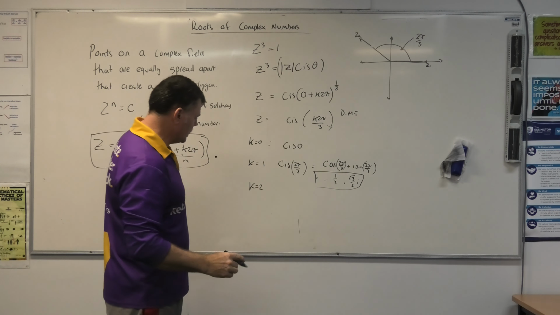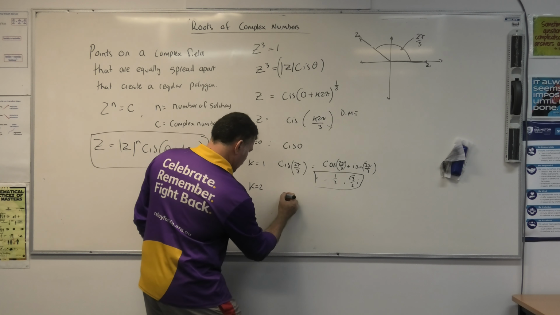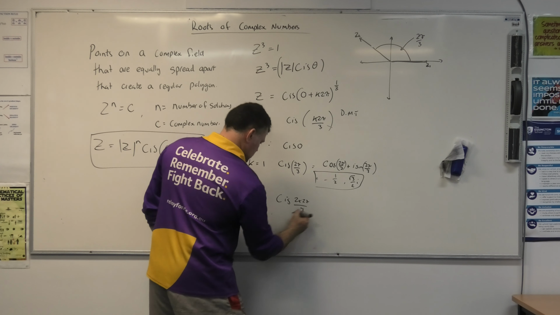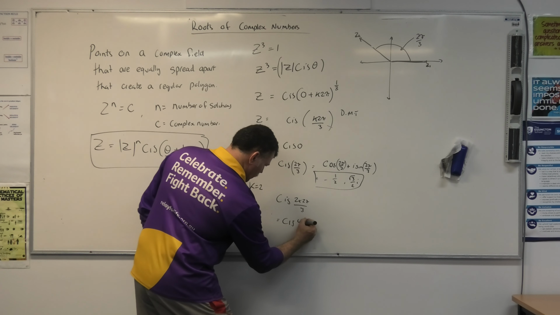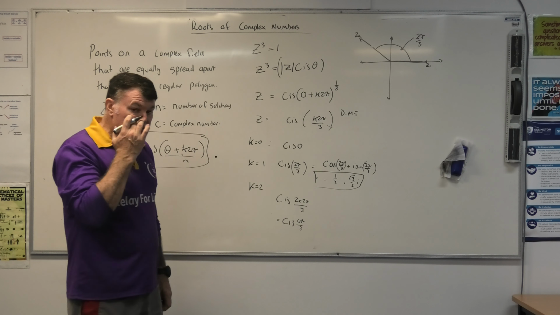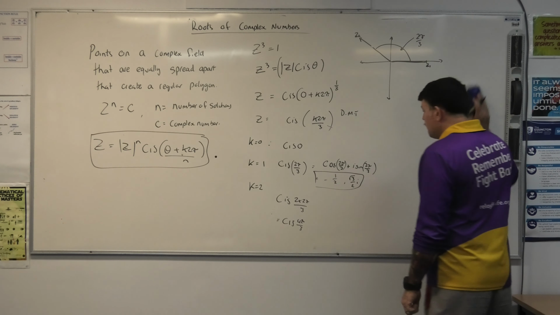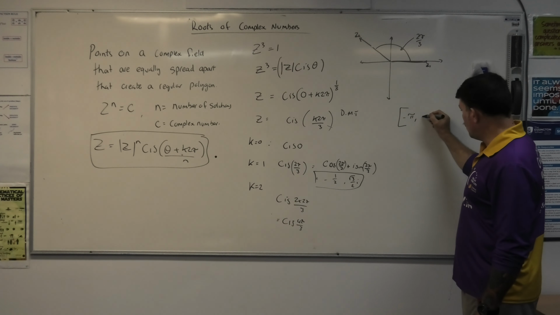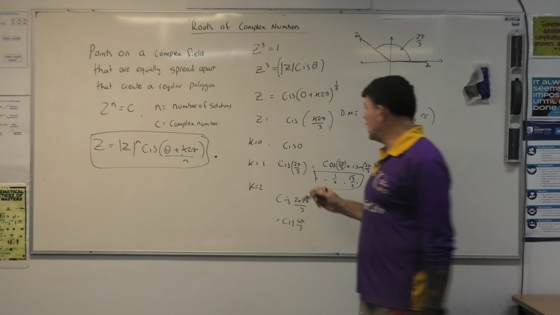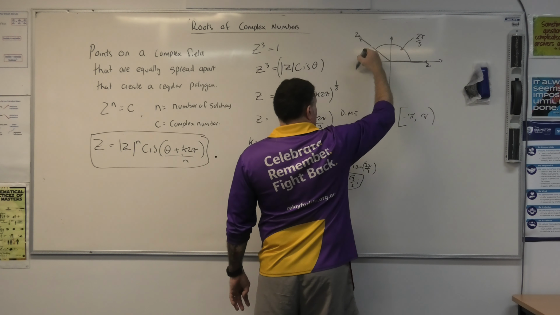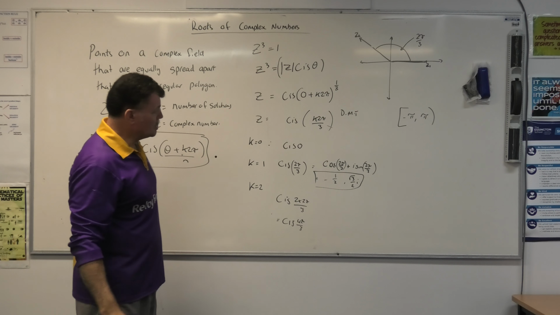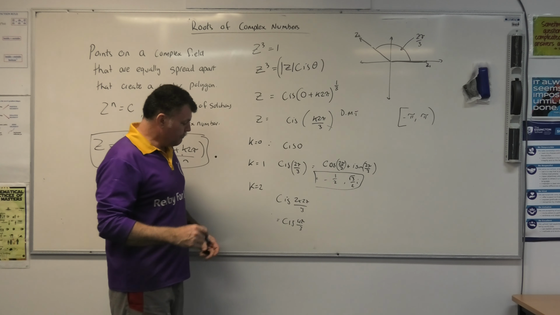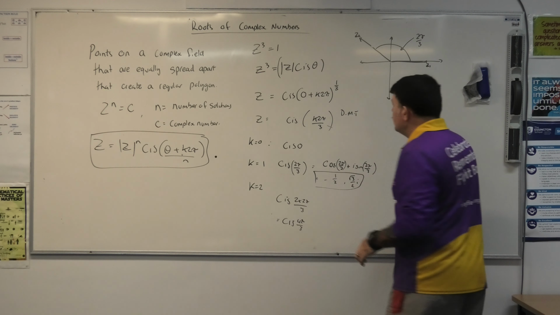We now look at the third one, which is k equal to 2. So we work out our results down here. In this case it becomes cis 2 times 2 pi on 3, which is the same as cis 4 pi on 3. And now we have a bit of an issue. When we work with arguments, remember the range of the argument is negative pi to pi. So that means cis 4 pi on 3 is outside my domain.